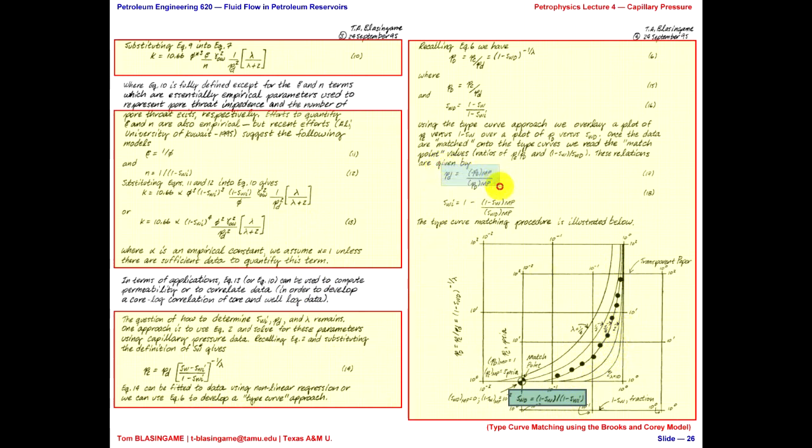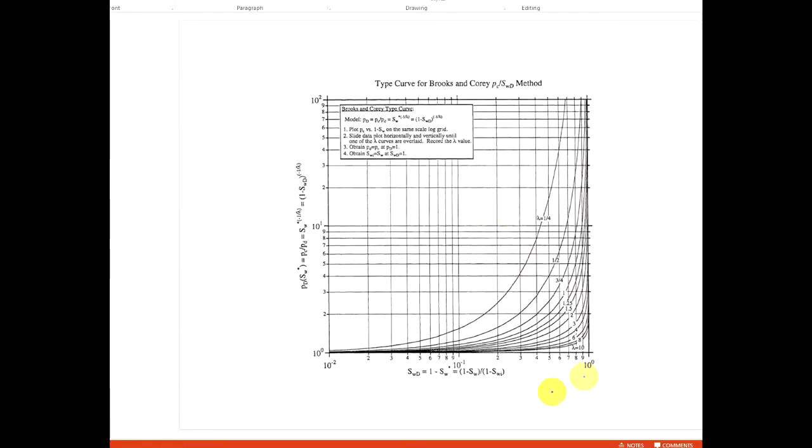So the displacement pressure is the capillary pressure at the match point divided by the dimensionless capillary pressure at the match point. The irreducible saturation is 1 minus the 1 minus saturation at the match point, and then the SWD at the match point. Again, we're plotting 1 minus saturation on this axis, not saturation. You can see that here. Okay, so that's fine, but let's look at it in PowerPoint. Ready? Okay, so there's the type curve.